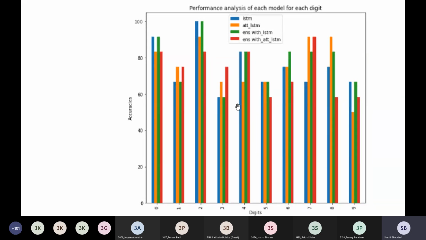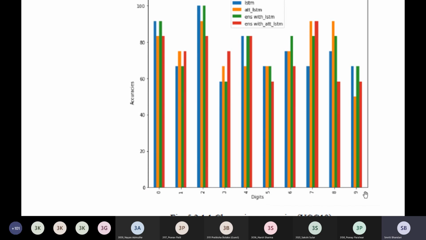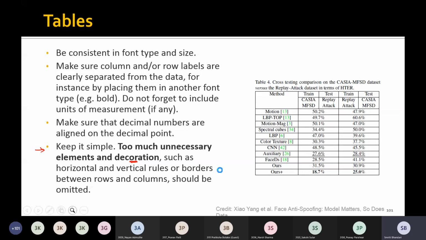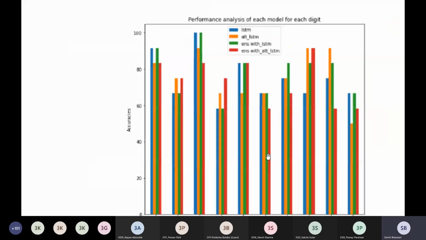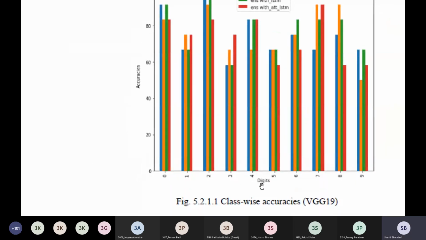If we are making use of such a chart, do not forget to provide the title for the chart. What is this chart meant for? It is the performance analysis of each model for each digit. What is there on the horizontal axis? Digits. So name the axis. What is there on the vertical axis? It is the accuracy.